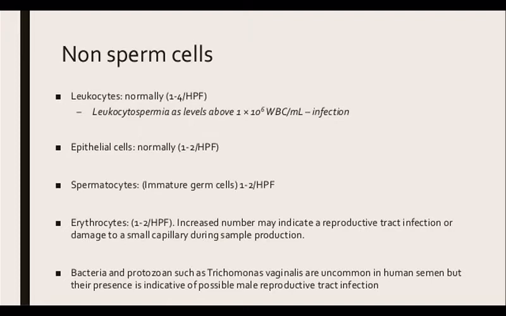Next, bacteria or protozoa such as Trichomonas vaginalis are uncommon in human semen, but their presence is indicative of possible male reproductive tract infection.